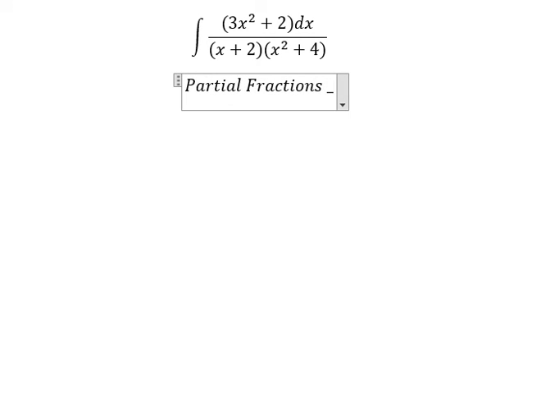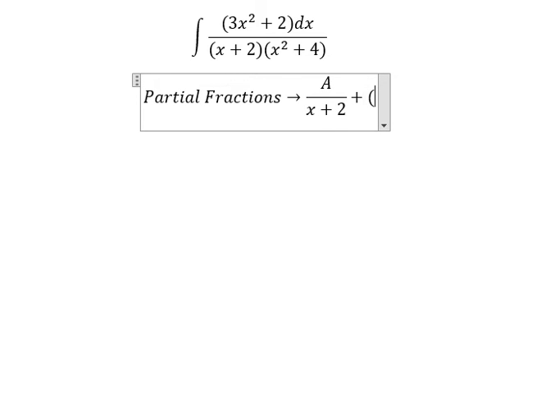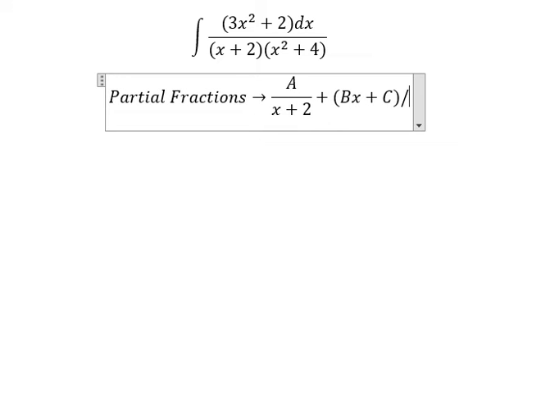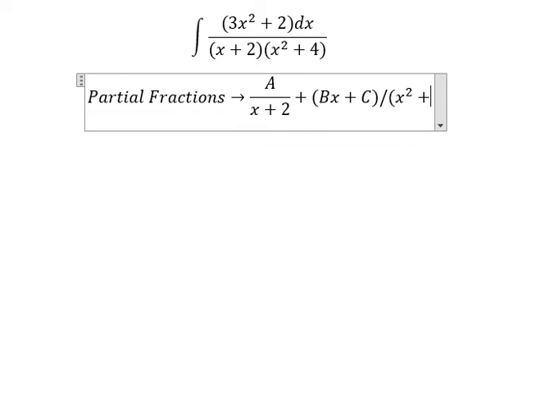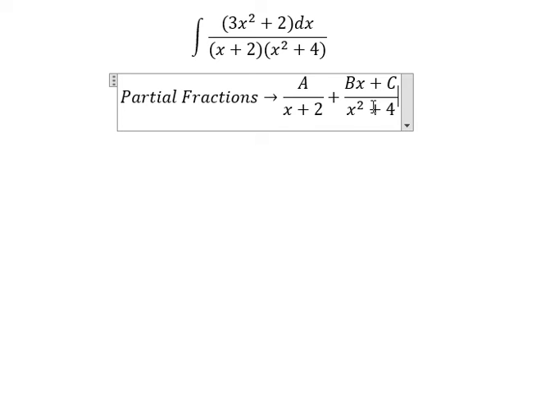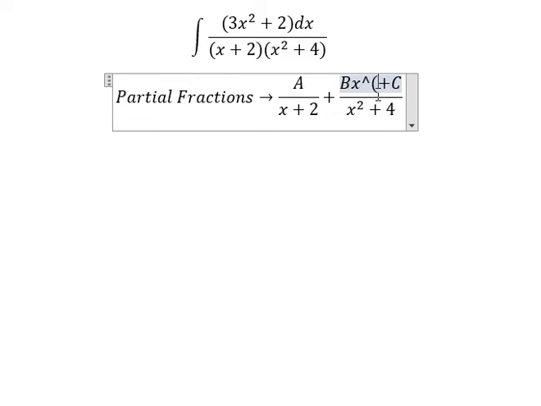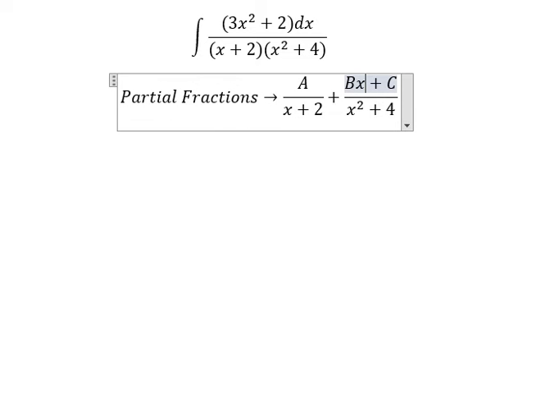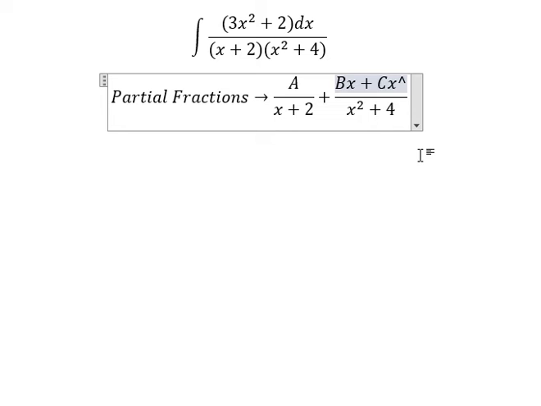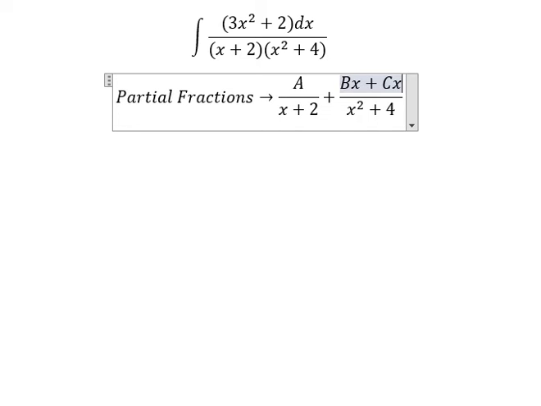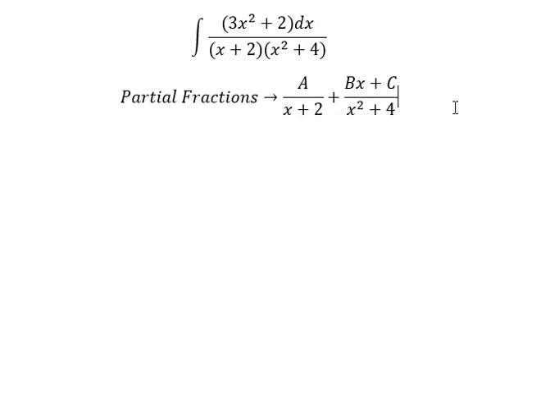So I will put A over s plus 2, plus Bs plus C over s squared plus 4. Because this is about the power of 2, on the numerator we need to reduce the power by 1. That's why we have s, and later we reduce to s to the power of 0 in here. That's why we have C.